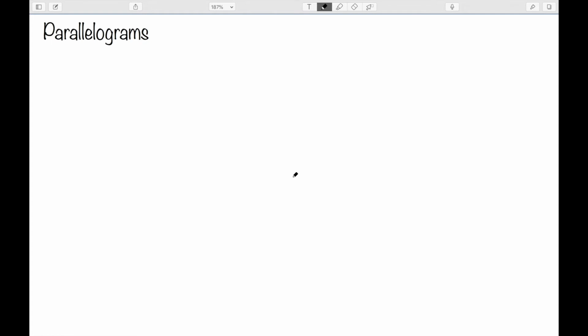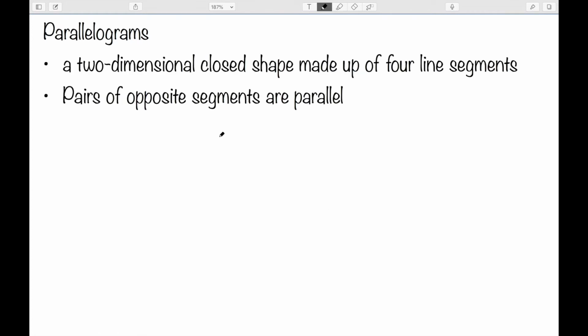In this video, I want to look at parallelograms. Let's start by defining a parallelogram. For a parallelogram, we do need it to be a two-dimensional closed shape made up of 4 line segments. In addition, pairs of opposite segments are parallel. As an example, this is a parallelogram. We can see that these opposite sides are parallel as well as the top and bottom.